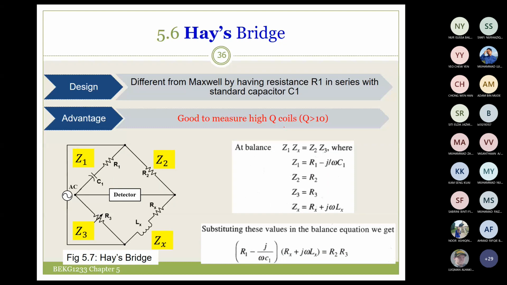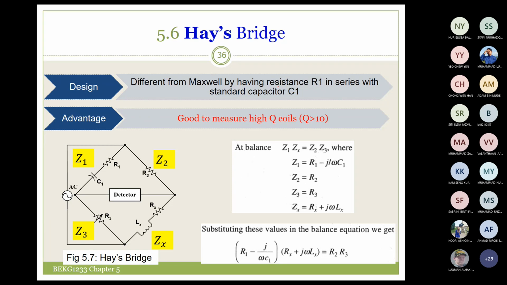Next is the Hay bridge. The Hay bridge, as I mentioned before, is good for measuring high Q coils. When Q is more than 10, then the Hay bridge will be used. Normally we don't know this yet, because Q is equal to Lx over Rx, but you can know that the Hay bridge is like this, where the Hay bridge here is different from the Maxwell.